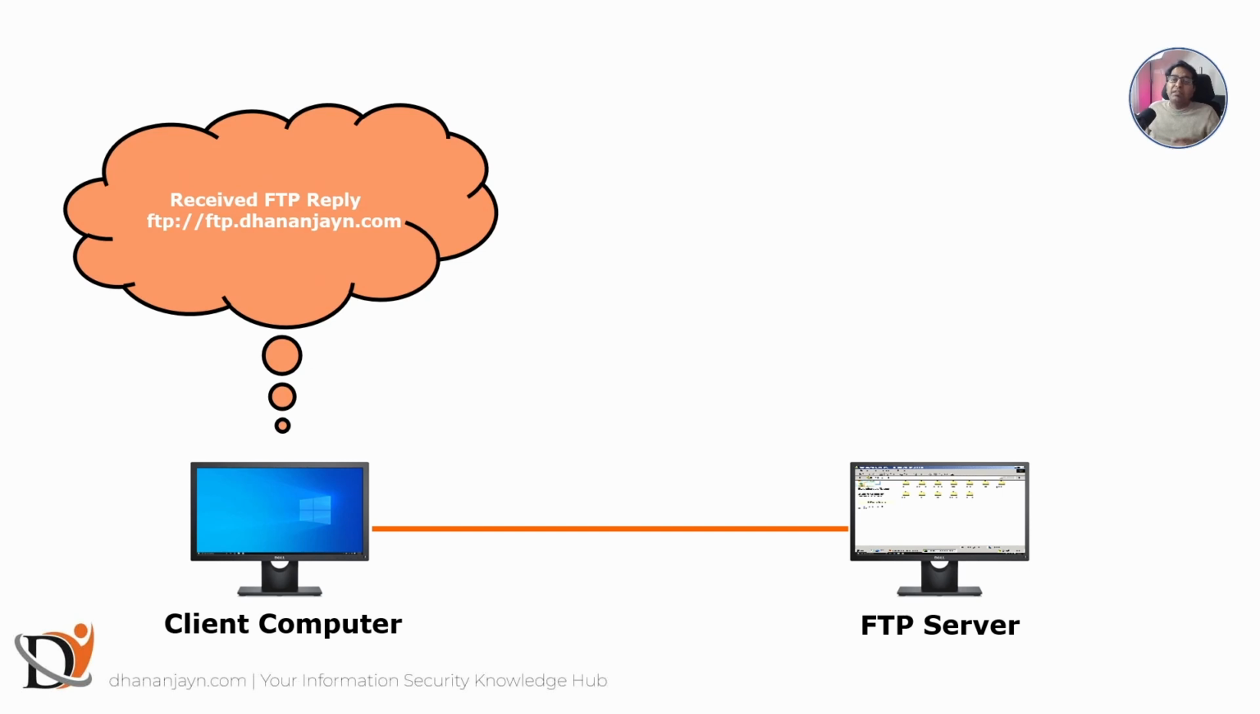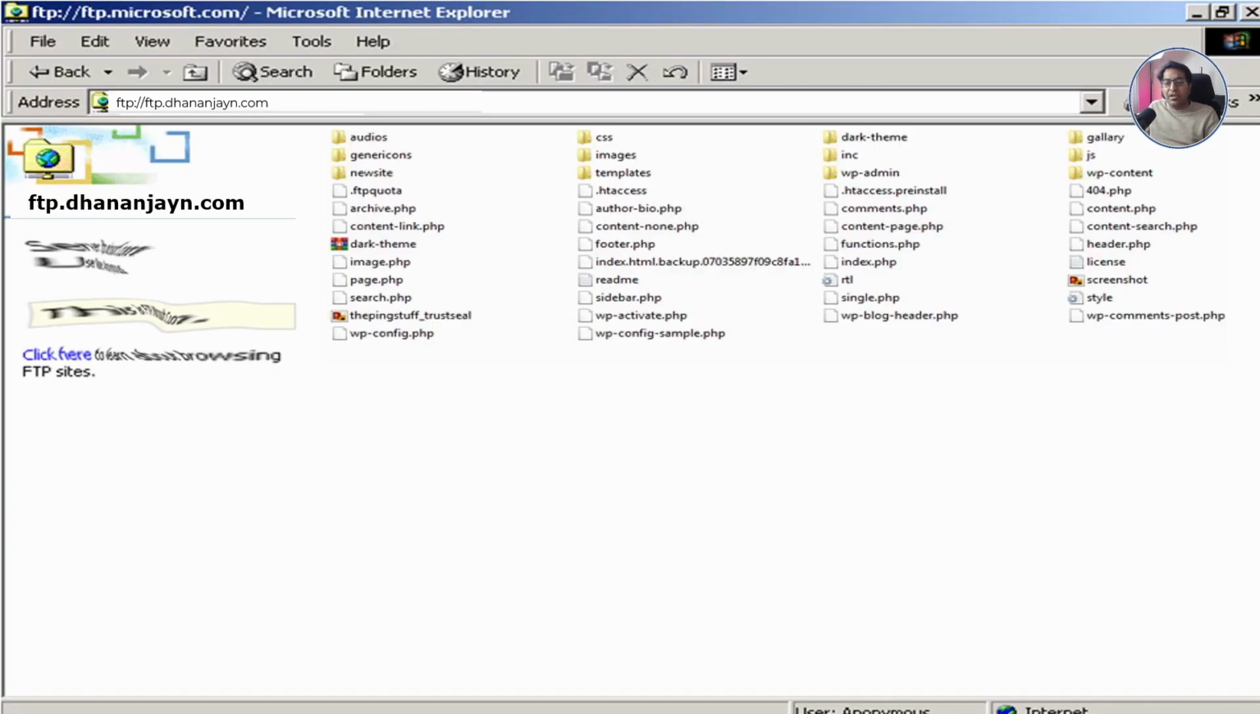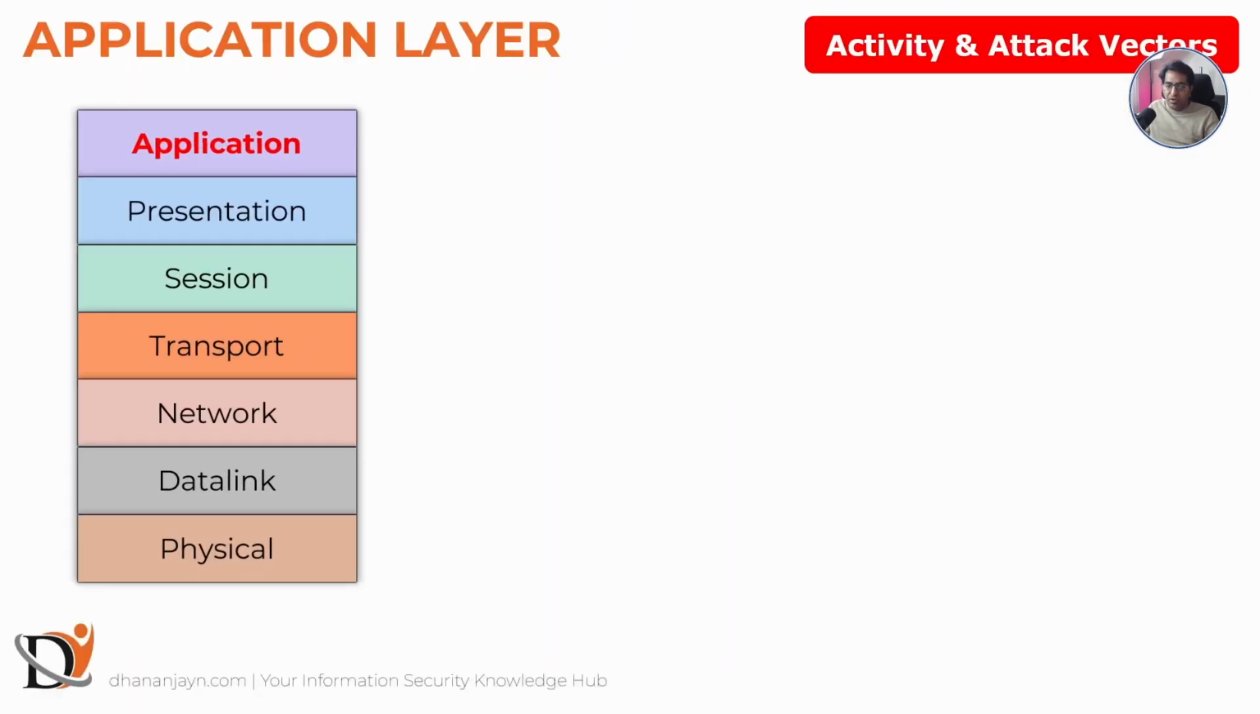So the application layer maps these services to specific ports. For example, an HTTP request is sent on port 80, an HTTPS request is sent on port 443, and in the same way FTP uses port 21. Now you can see the site is visible in a different format. Now you are able to see the folders and the web pages on your web server. So this is how FTP works.